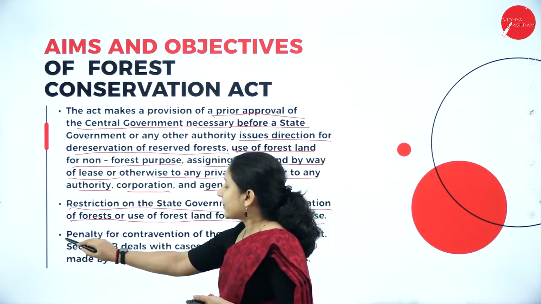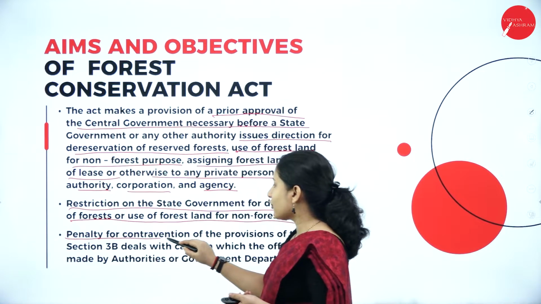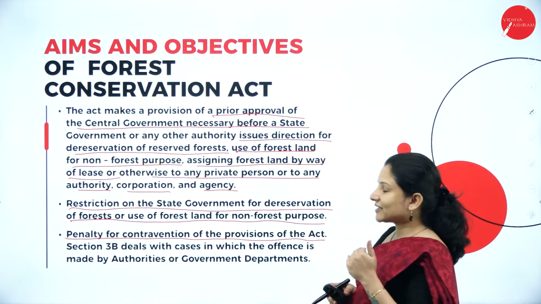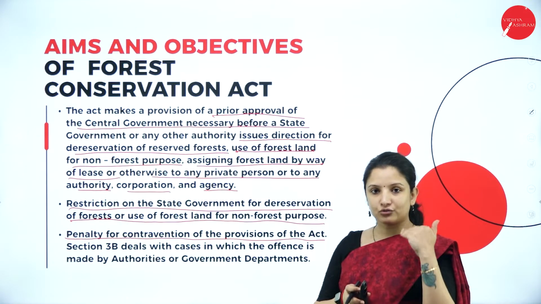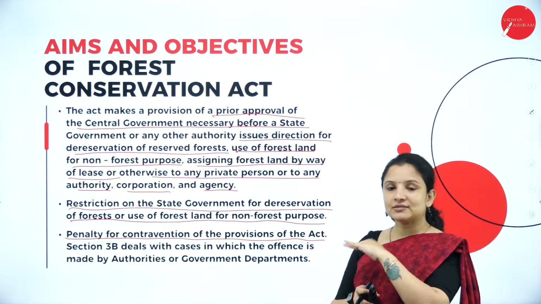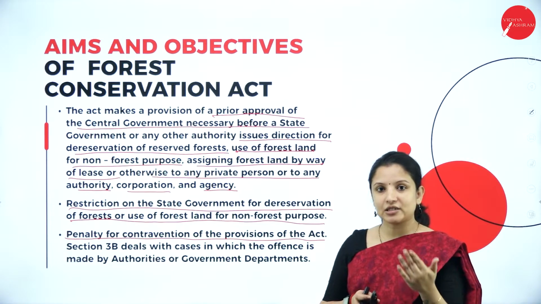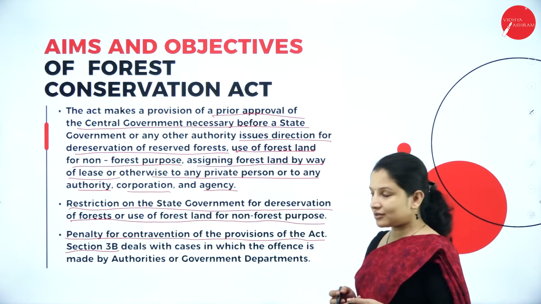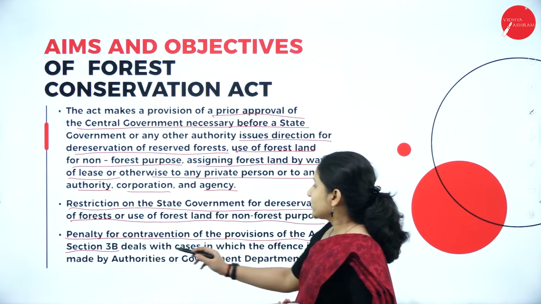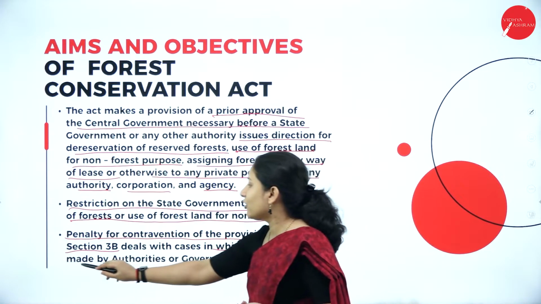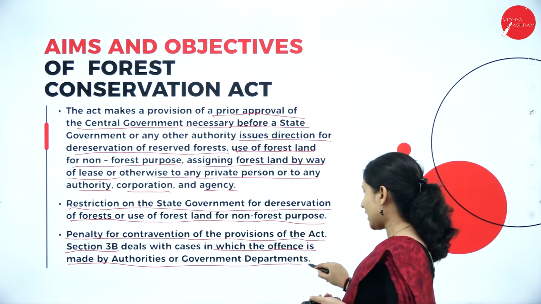This act can put a penalty for contravention of the provisions of the act. Under different sections, there are some provisions or rules and regulations. If any rule or regulation is broken, this act can directly put a penalty on the people. Here in this act, there is Section 3B, which deals with cases in which the offence is made by the authorities or government department.